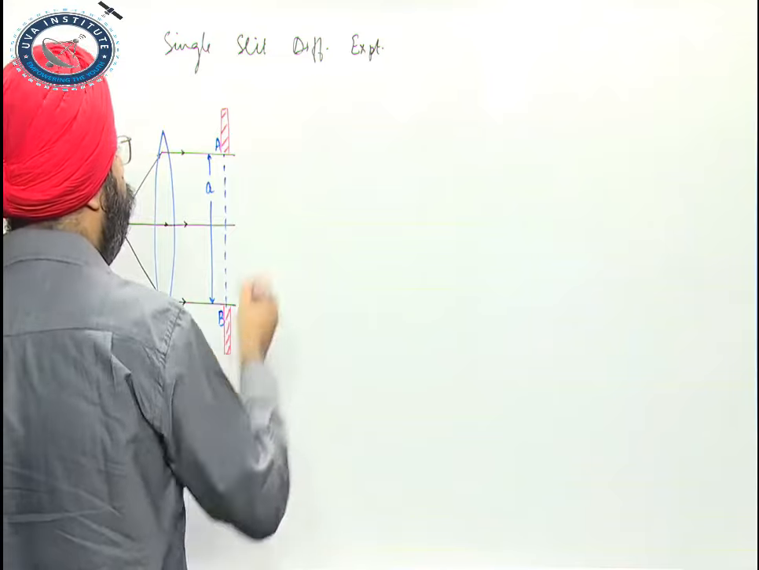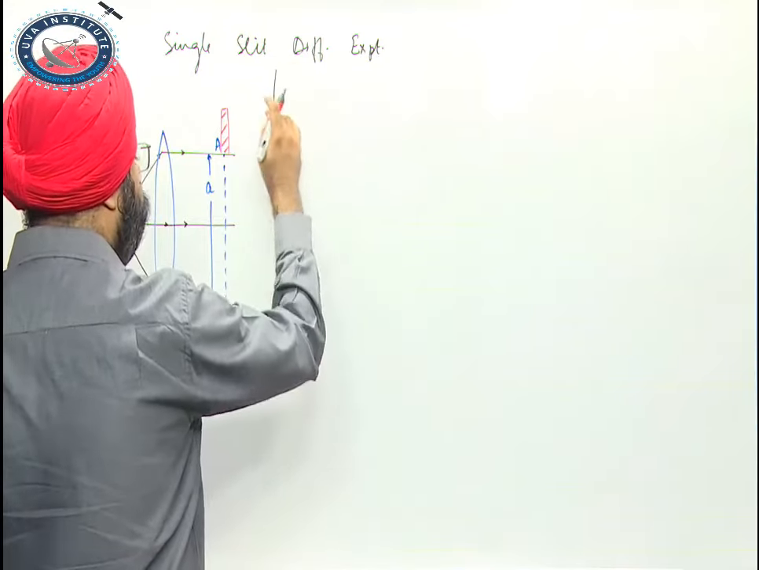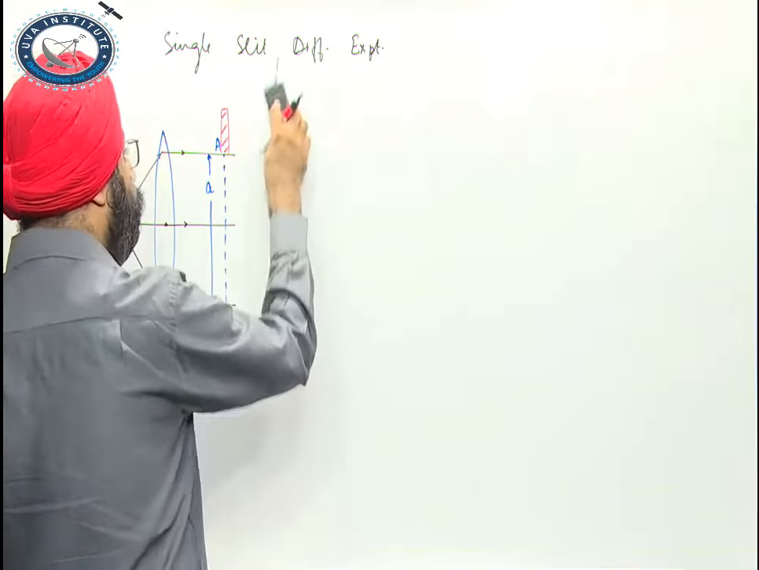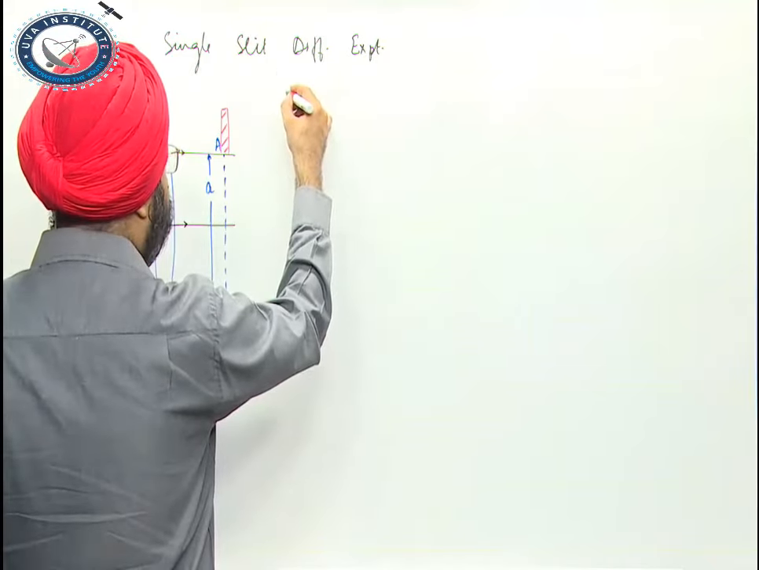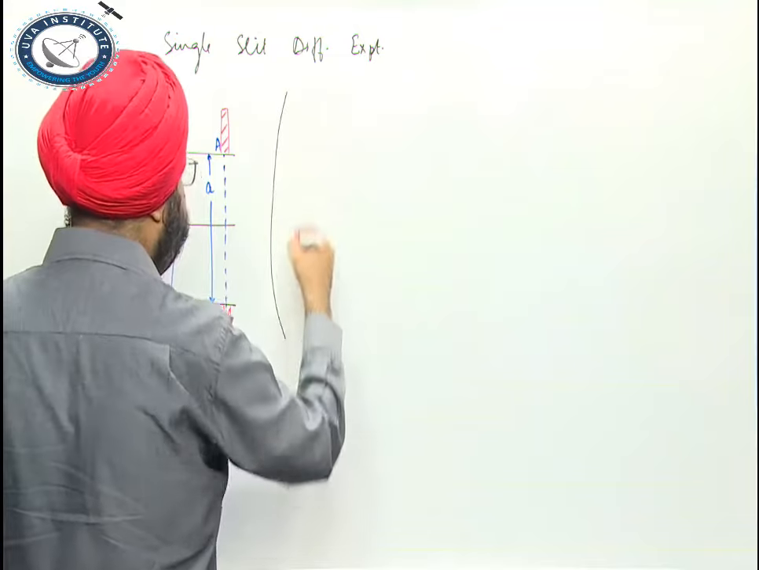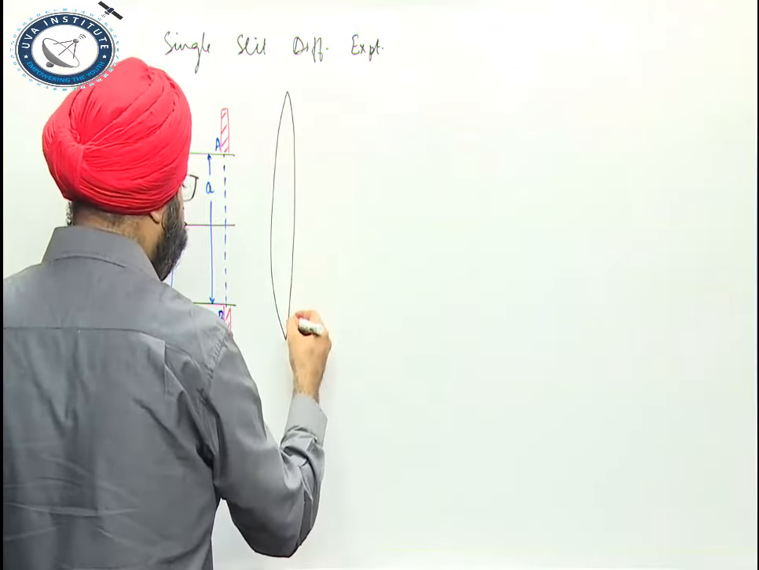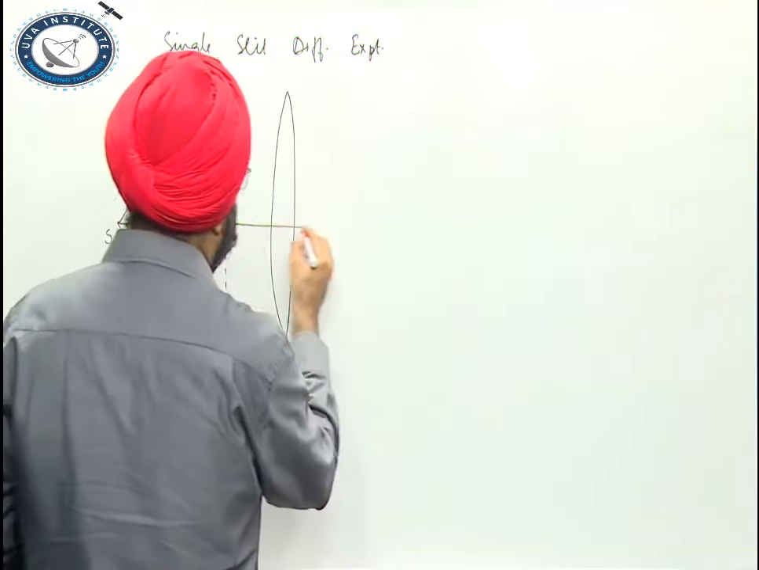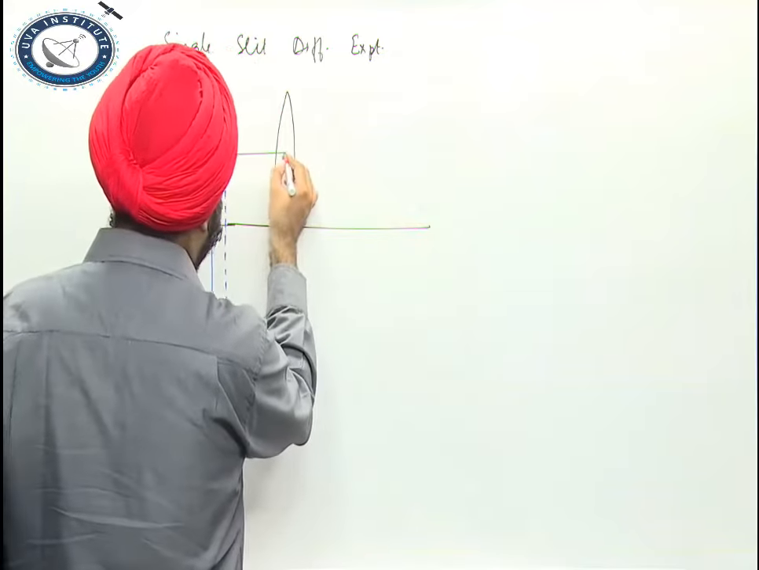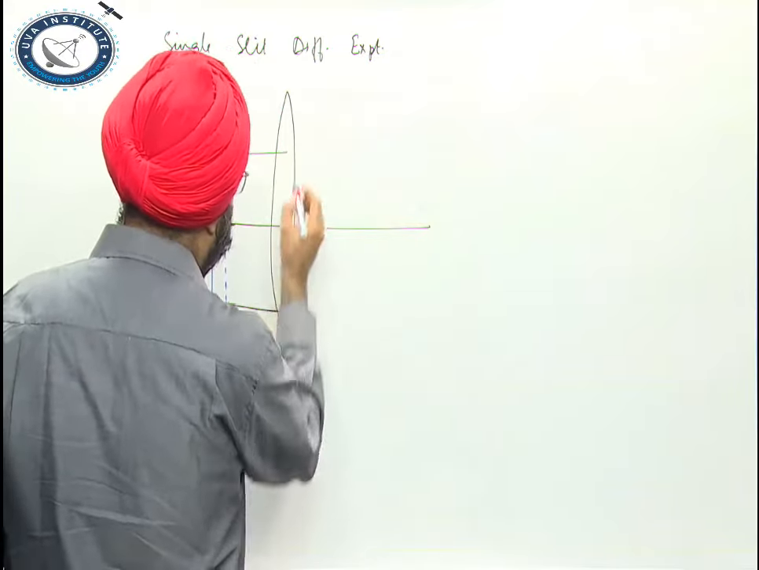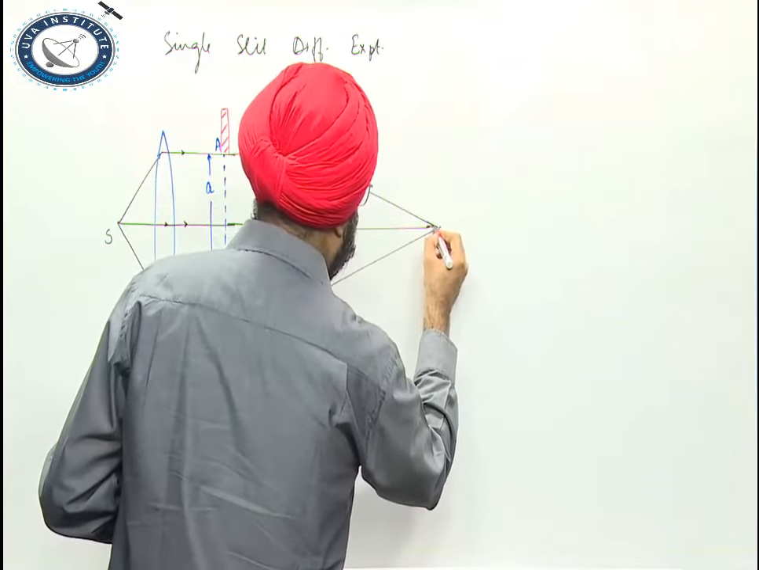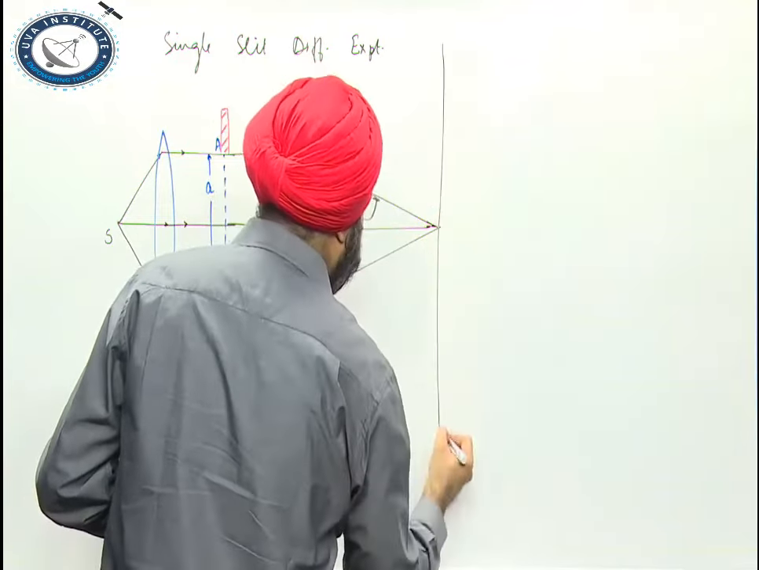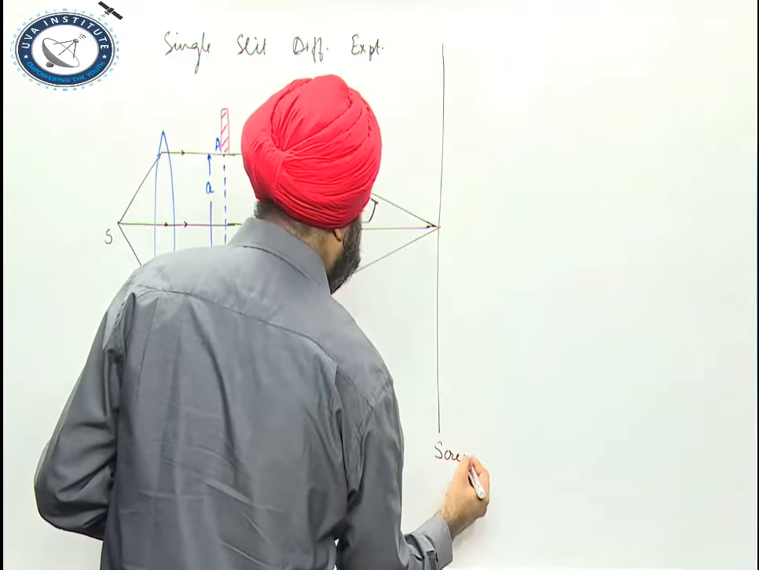To focus the diffraction pattern on the screen, we are using another convex lens like this. This convex lens will focus the diffraction pattern formed on the screen, and this is my screen.